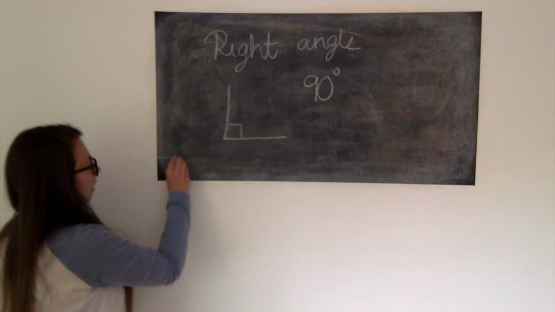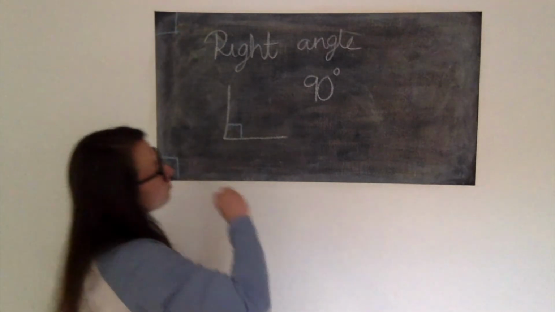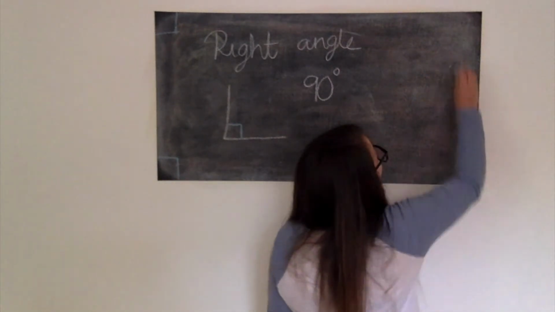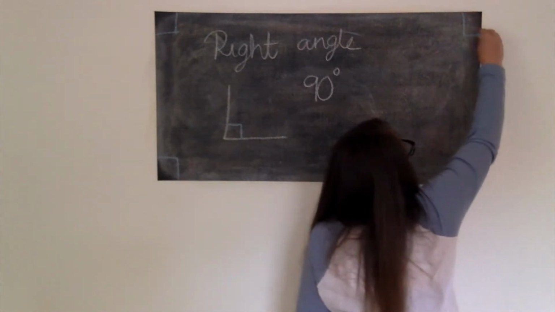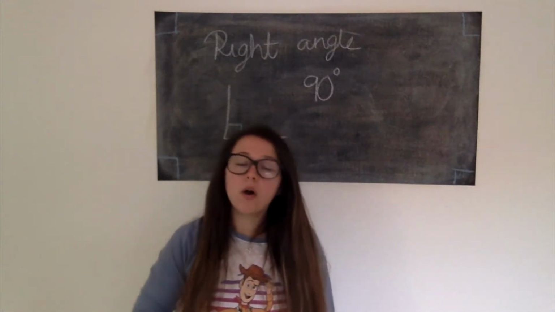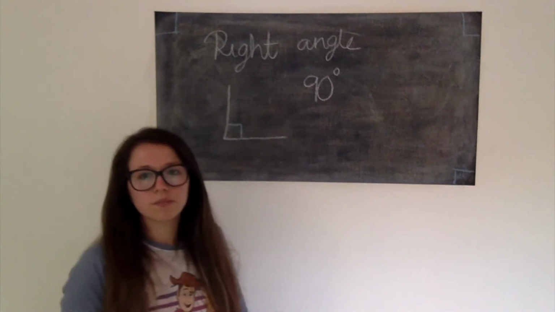We see this in lots of corners. So you can see on my blackboard here, it's got 4 right angles. All of those angles there are 90 degrees, so we call them right angles. You can see right angles at the top of door frames, on the corner of your paper. All of those are right angles. They are exactly 90 degrees.